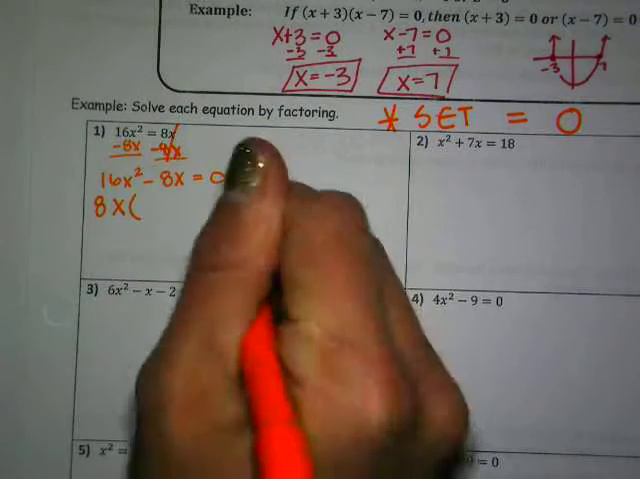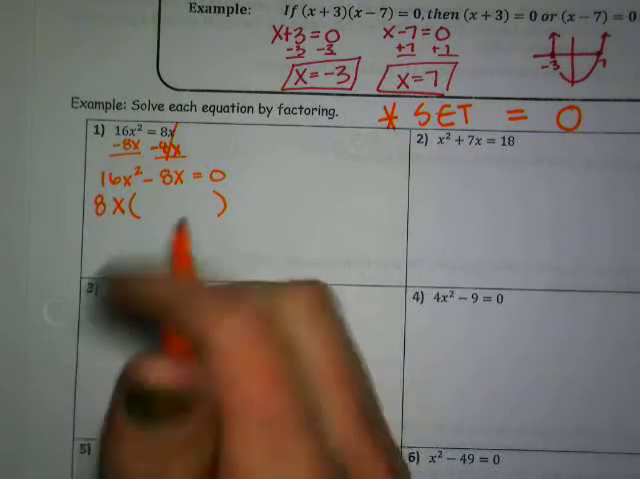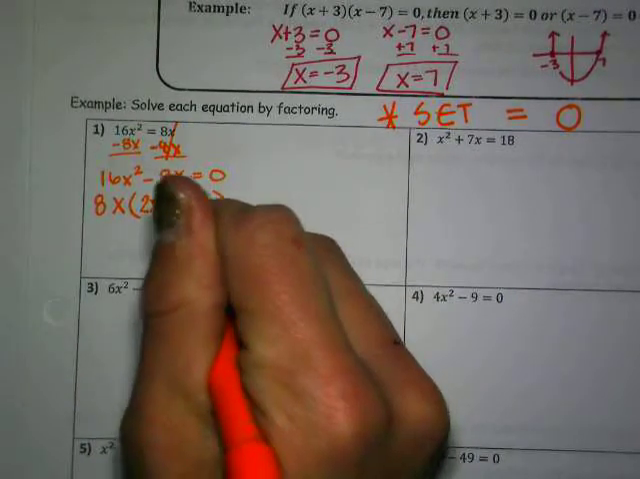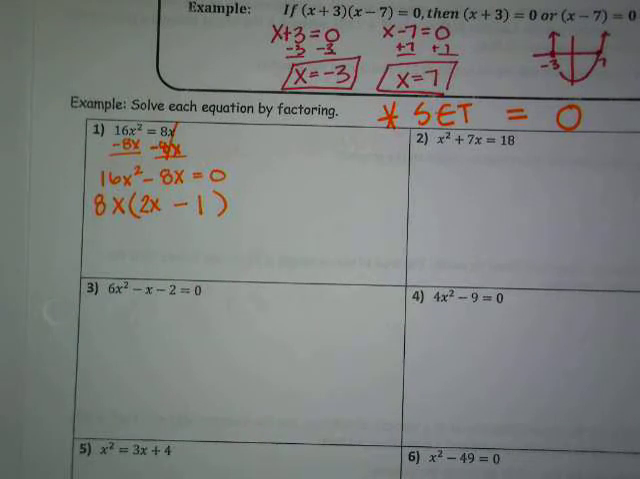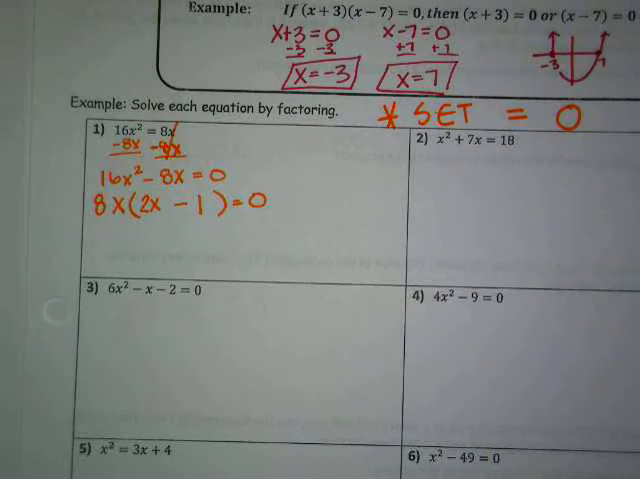All right, so every time you factor, you have to do GCF first. If I take 8x out of 16x squared, what am I left with? 2x. And if I take 8x from 8x? Minus 1. All right. Can you factor any farther? Nope. You can't split this up any farther than I already have.